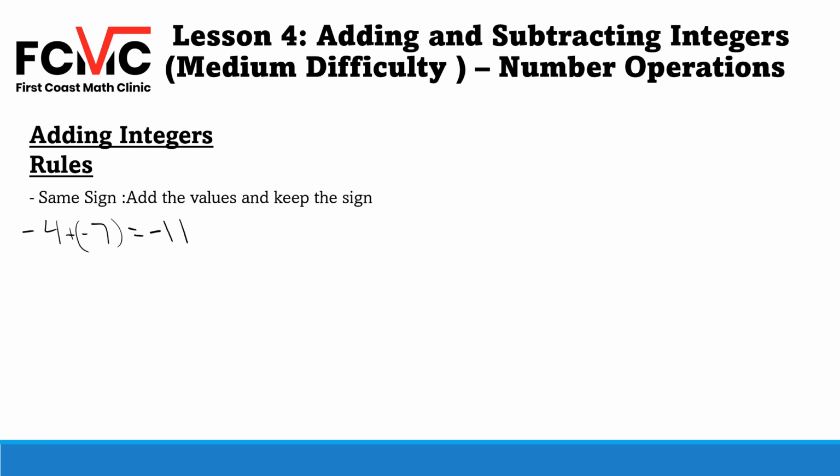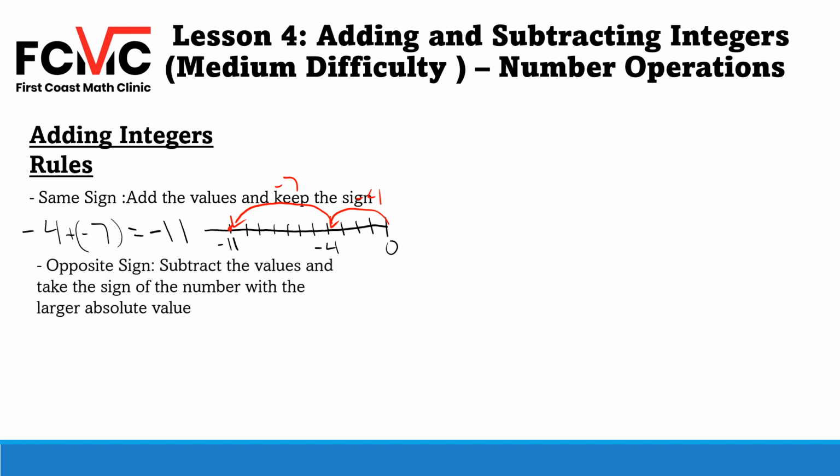Again, let's think about this like on a number line. If we start at 0, we're going 4 units into the negative: 1, 2, 3, 4. So we're at -4. Then we're going 7 more units into the negative: 1, 2, 3, 4, 5, 6, 7. And we wind up at -11. So we're going -4, and then -7, and we wind up at -11.